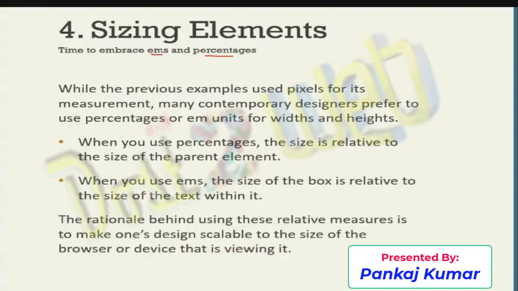When you use EMs, as I mentioned, the size of the box will be relative to the size of the text within it. So whatever text you are defining within that, it will depend on that. The rationale behind these relative measures is that it all depends on your browser or device that you are going to view it on, because you have to write the code for each browser.